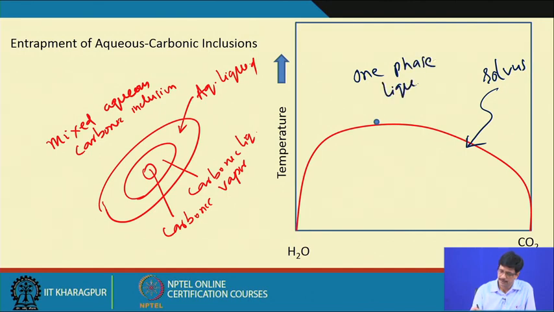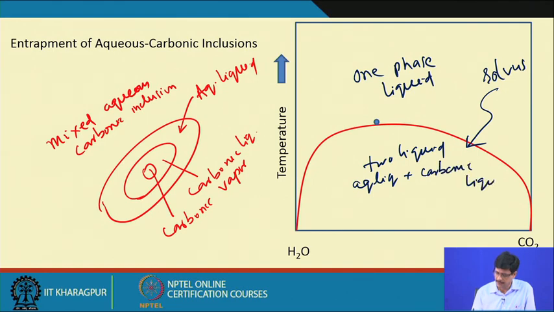liquid field, and in this case it is two liquid, meaning an aqueous liquid plus a carbonic liquid. Whether the carbon dioxide part will be liquid or vapor depends on the conditions corresponding to the liquid vapor equilibrium curve for carbon dioxide. But for the time being, we can look at the simple situation where the solvus separates the one phase liquid from the two phase liquid.